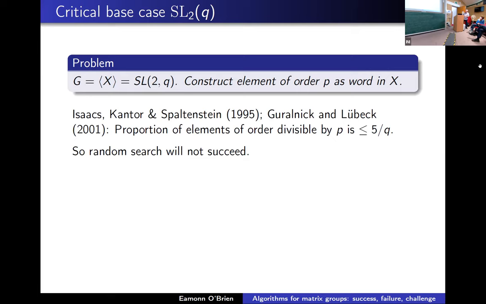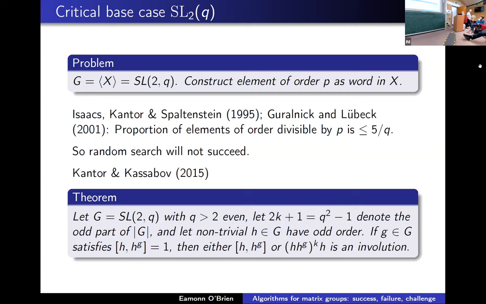Okay, and so what's the issue? Well, the issue is that the proportion of elements of order divisible by p is bounded above by 5 over q. And so if I want algorithms which are going to run in polynomial time, I can't do a search for such an element by choosing random elements and hoping to find an element which powers up to give me an element of order p. I have to do something better. And the beautiful better from Cantor and Kasparov from 2015 is the statement given here, which literally says to you, here's a method guaranteed to give you an involution. And Richard will say, well, we knew about this back in 1978, and there may well be some evidence to support that. But all you're going to do is find an element of odd order, and then you just choose the g which satisfies this condition, and either this or this is an involution. Beautiful.